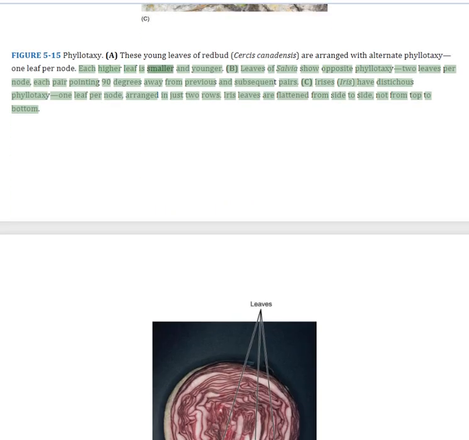Each higher leaf is smaller and younger. Leaves of salvia show opposite phyllotaxy, 2 leaves per node, each pair pointing 90 degrees away from previous and subsequent pairs. Irises have distichous phyllotaxy, 1 leaf per node, arranged in just 2 rows. Iris leaves are flattened from side to side, not from top to bottom.